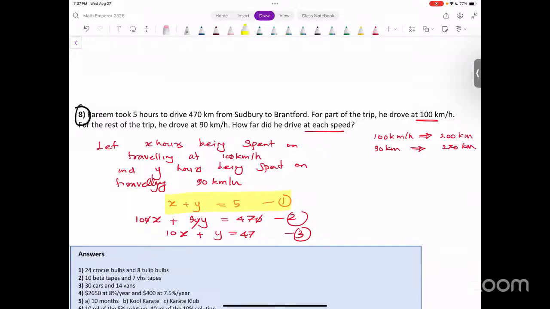So the goal is to set up the equation. We need to know the connection: V is equal to d over t, so distance must be velocity times time. Velocity 100 times X, 90 times Y. Now what we can do is 3 minus 1. You get 9x.